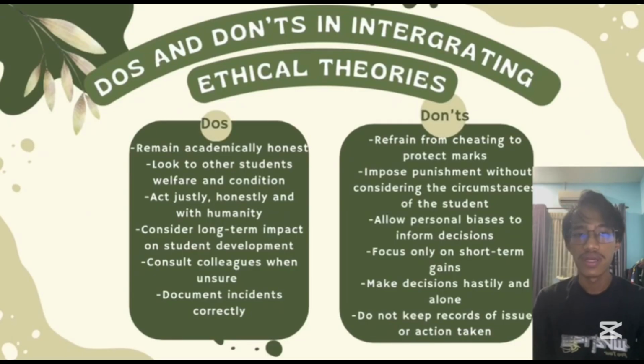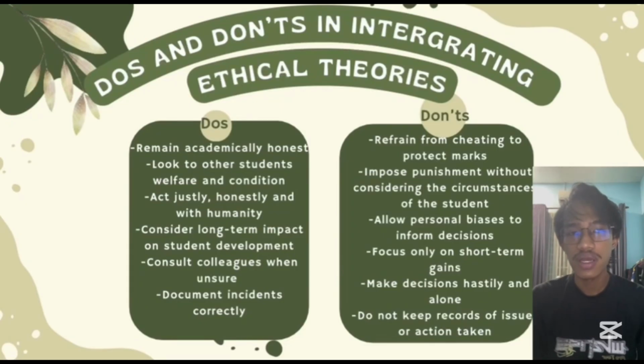Do's and don'ts in integrating ethical theory. Do's. First one, remain academically honest. Second, look to the other student's welfare and condition. And 3, act justly, honestly, and with humanity. 4, consider the long-term impact on student development. 5, consult colleagues when unsure. And 6, document the incident correctly.